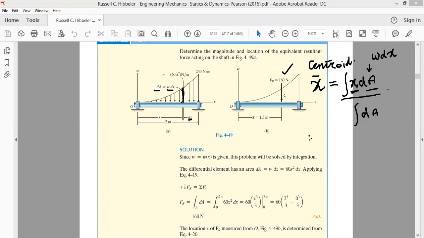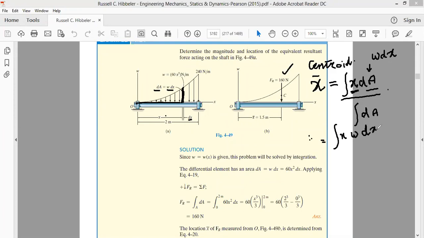This is our dA. It can be represented by a line because the thickness dx is very, very small. How far is our dx from the origin? The location where you have taken your dA is how far away from the origin? We have selected that its x coordinate be equal to x. So our x is x, our dA is w into dx. Therefore, we can write in this formula the x coordinate of our area element as x, and dA equal to w multiplied by dx.